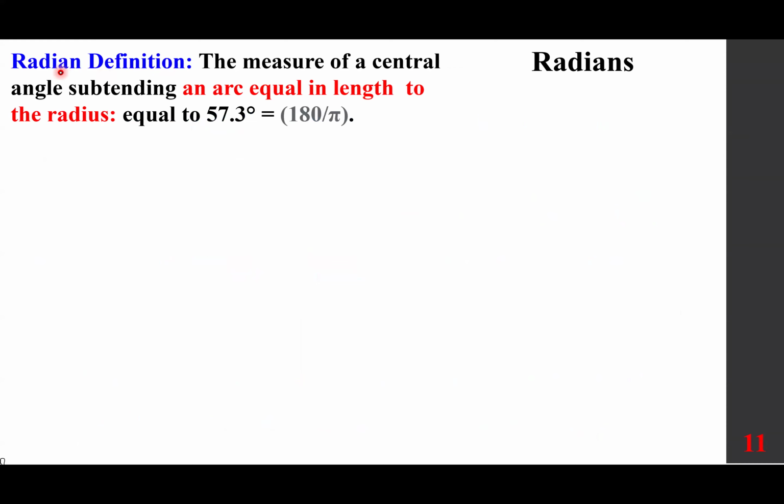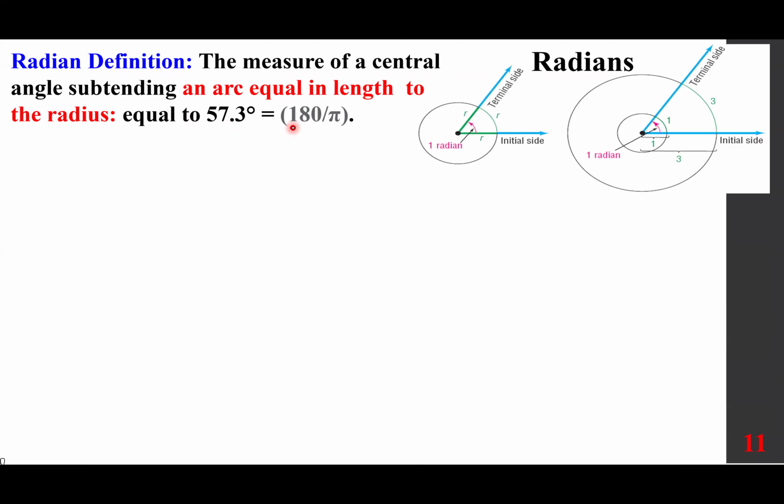What is the definition of a radian? Radian definition: the measure of a central angle subtending an arc equal in length to the radius, which is about 57.3 degrees, 180 divided by pi. In other words, 1 radian gives us this arc. This arc has a length, and the length should be the same as the radius. That is the precise definition of a radian.